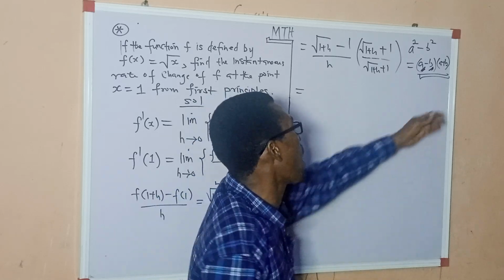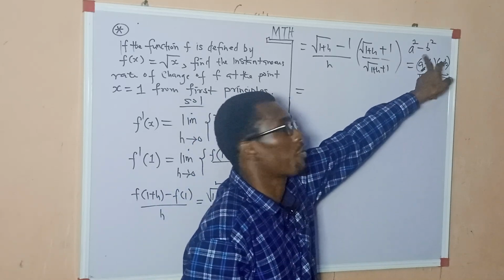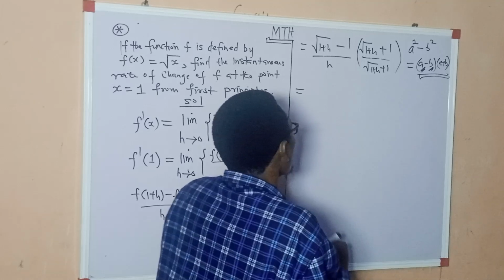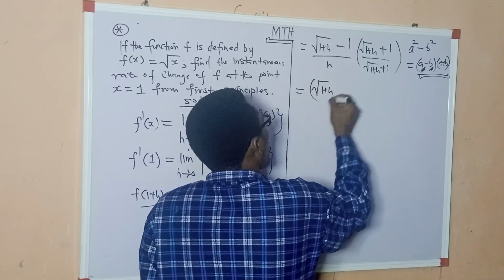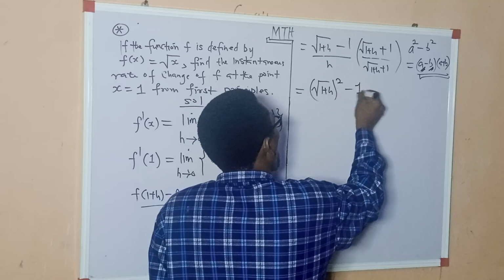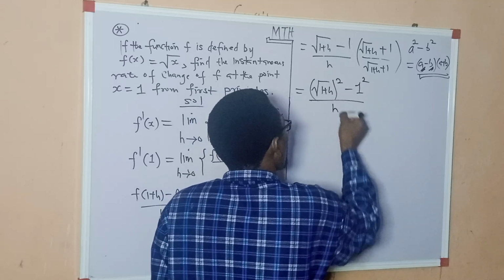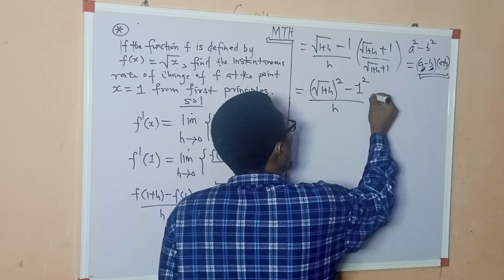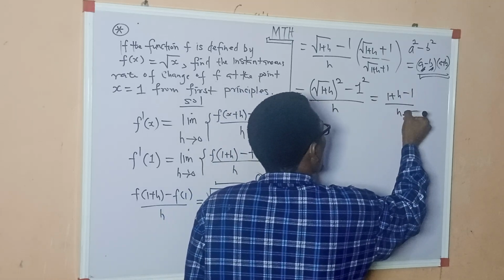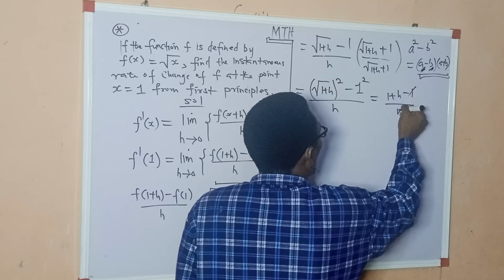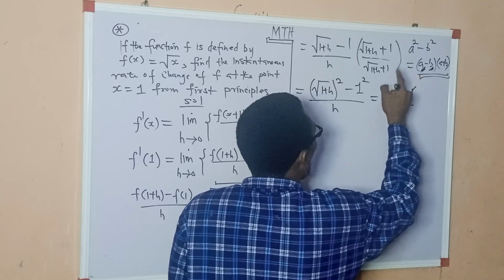So that means we can reverse from the right-hand side to the left-hand side. Can you see that? On reversing, we have the result as root 1 plus h to the power 2 minus 1 squared over h. Can you see that? All right? And this can be written as 1 plus h minus 1 over h.